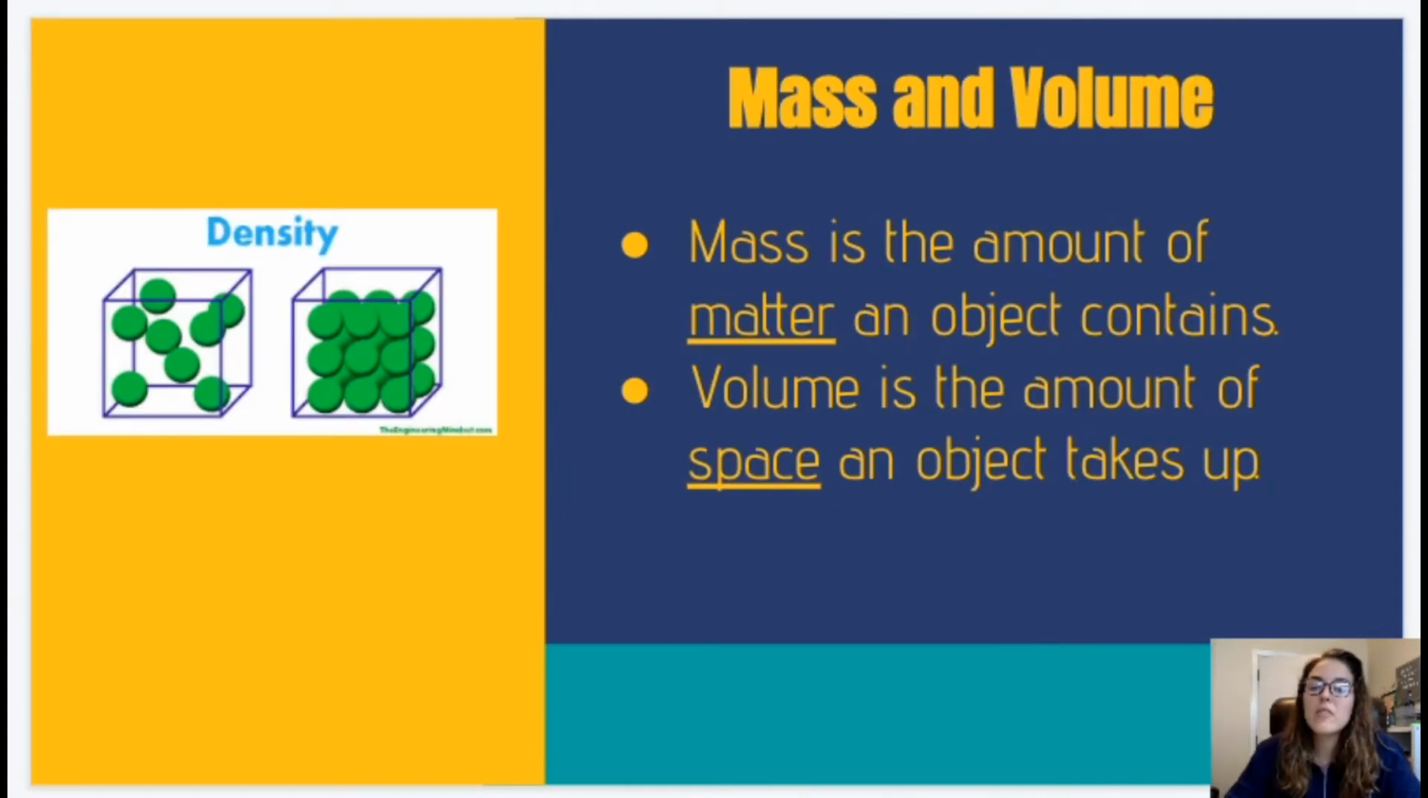So mass is the amount of matter an object contains. So it's basically talking about how many particles are in this space, right? Volume is the amount of space an object takes up. So it's talking about how big is the space, right? These two things could have the same density if this space was larger and it had the same number of particles or the same amount of matter, right? But because this has more matter in the same space, then we know that it has a bigger density.